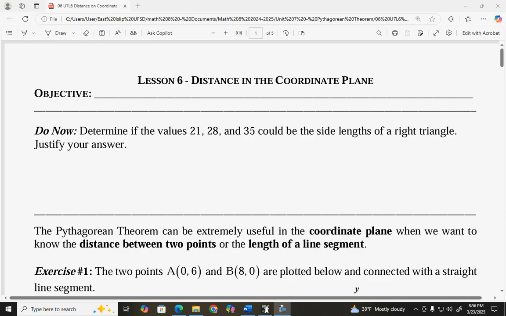So we can use the Pythagorean theorem to determine if these three numbers actually work in the Pythagorean theorem to make a right triangle. Remember that the hypotenuse has to be the longest side, which is side C. So out of these three numbers, 35 would have to be C. The A and the B don't really matter, but I'll just do it in order.